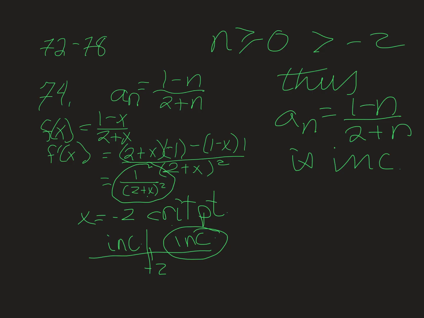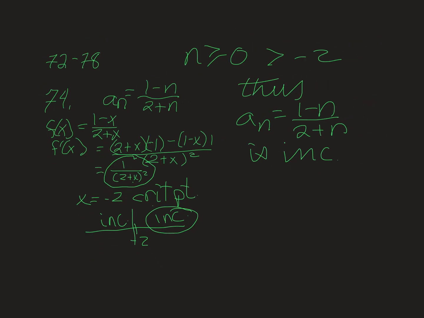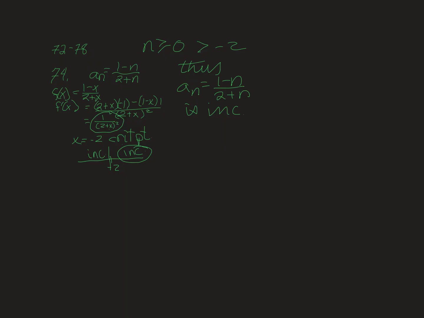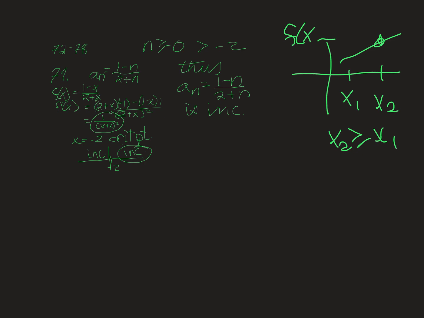a sub n equals 1 minus n over 2 plus n is increasing. Now, that's one way I could show it's increasing, okay? Let's take another way, just in case the text did this. So what's the other way to show it's increasing? Well, if you look at a graph, and suppose you have x1 and x2. If the graph is increasing, then if x2 is bigger than or equal to x1, then that means f of x2 is bigger than or equal to f of x1. That's also increasing, okay? In fact, this is the definition of increasing.